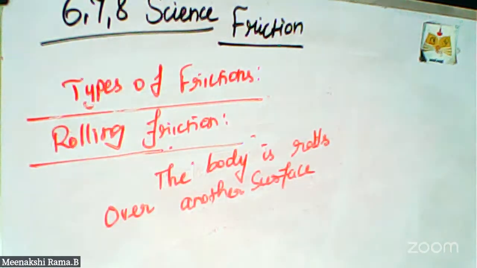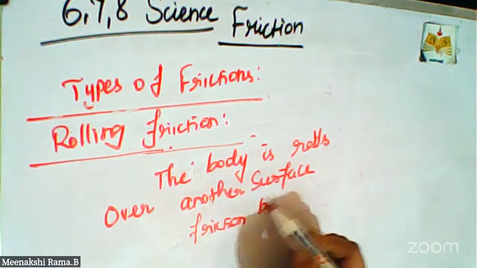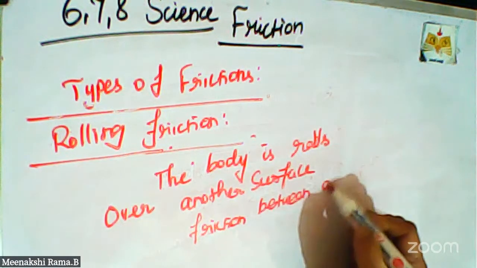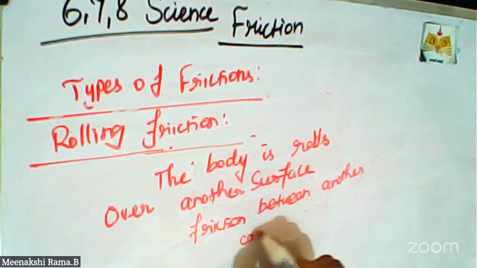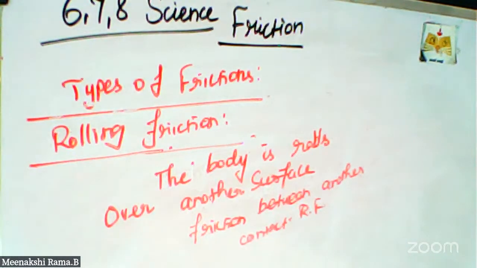So rolling friction means the body rolls over another surface, and the friction is between the surfaces in contact. This is called rolling friction. Rolling friction is the example of the rolling of a ball. Rolling friction is less than sliding friction, which is why wheels are provided in vehicles, trolleys and suitcases. These are examples of rolling friction.